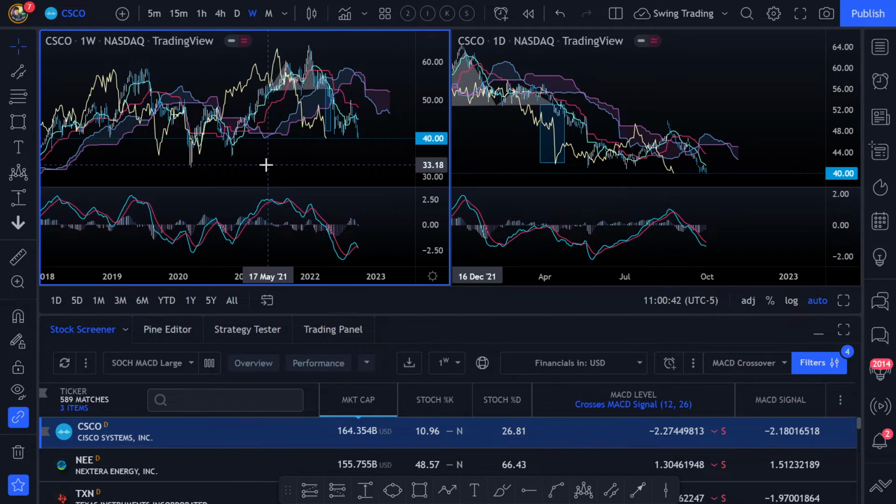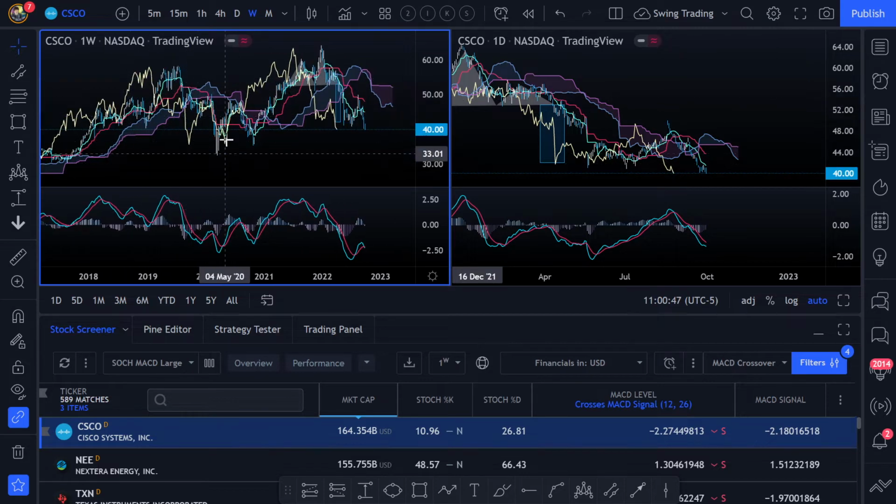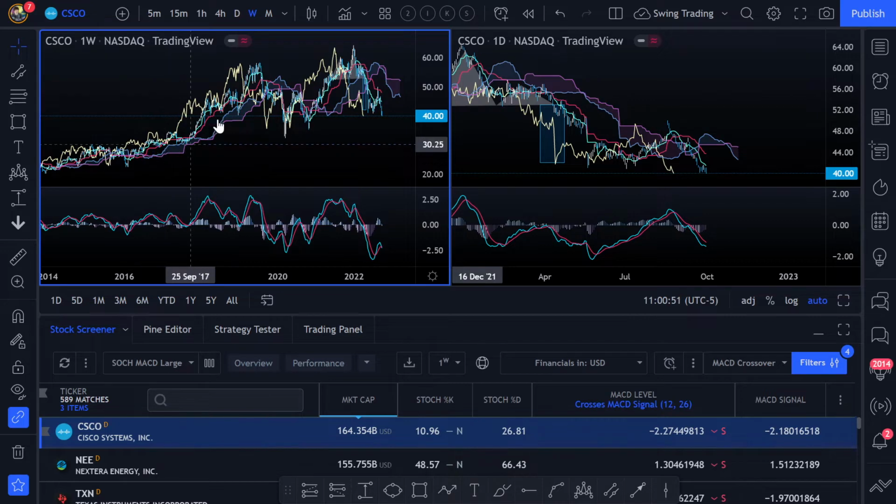So how low could it go? Let's see if we can find some hints about how low it can go.